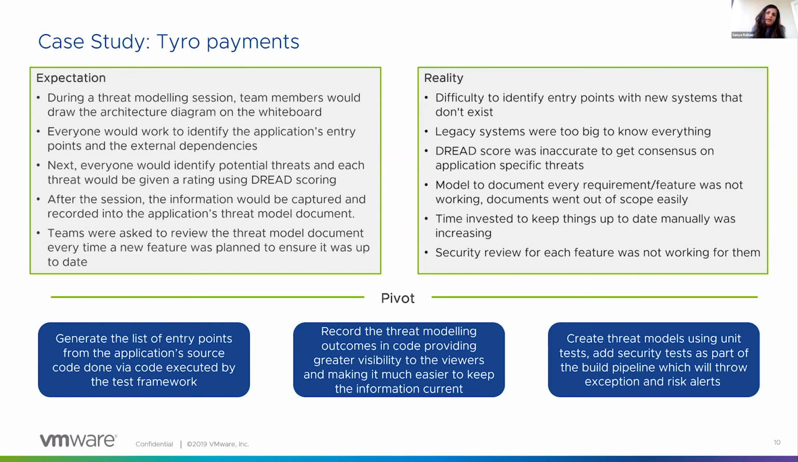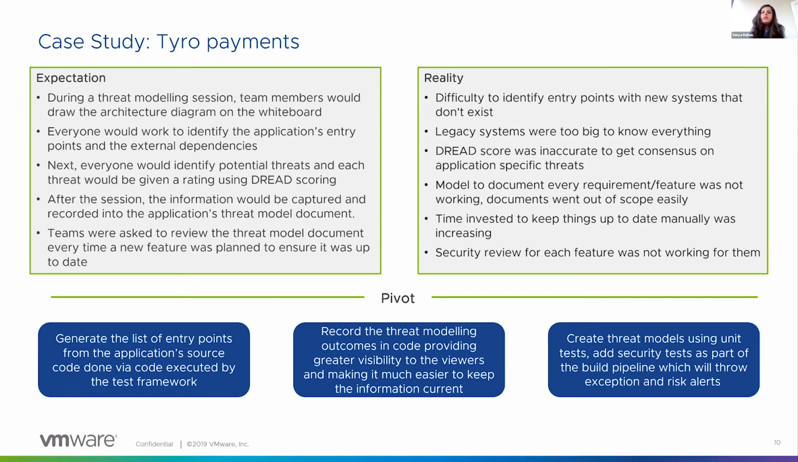So they figured that they needed to move to an automation step, and they followed this three-step policy. The first change was that they generated the list of entry points from the source code. This was done via code executed by a test framework that produced a table that could be directly copied into the threat model. The second change was to record the threat model outcome in code. That means the information related to the threat model is kept right next to the code. It gives more visibility to those looking at the code or modifying it.